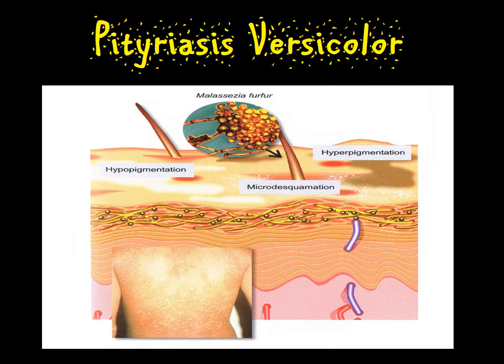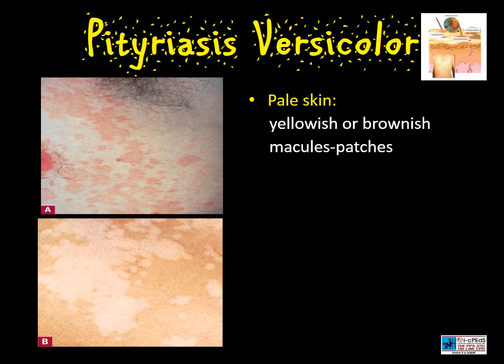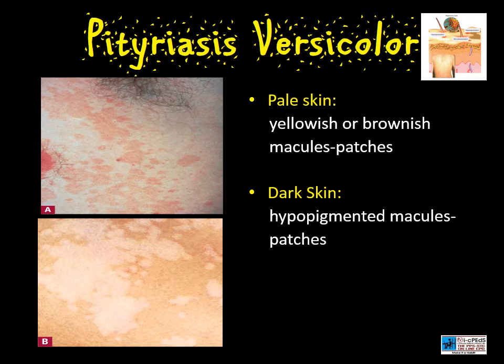Tinea versicolor is a common, benign, superficial cutaneous fungal infection usually characterized by hypopigmented or hyperpigmented macules and patches on the chest and the back. Most individuals with Tinea versicolor report cosmetically disturbing abnormal pigmentation. The color of each lesion varies from almost white to reddish-brown or fawn-colored depending on one's skin color.